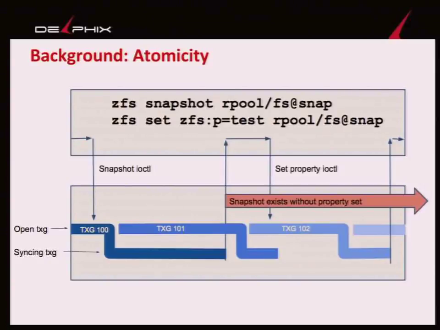The other problem is that if we were to crash at this point in time, then we would have the snapshot on disk kind of permanently without having this property set on it. So your application or whatever is trying to do this needs to remember, oh, when we start back up, I need to remember that I was in the middle of creating the snapshot, so I need to set the property on it or maybe roll that operation back and destroy the snapshot. In any case, we have this atomicity problem of you can only do one of these administrative operations at a time.